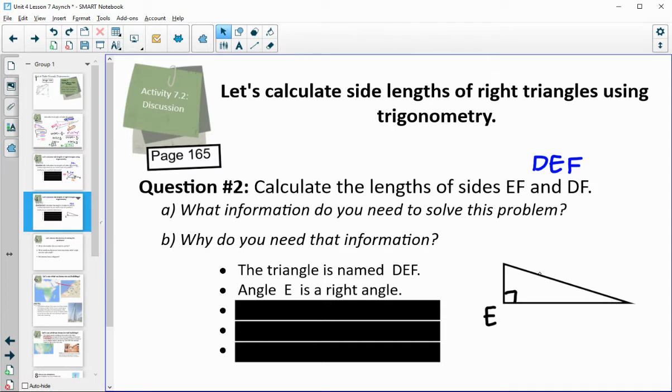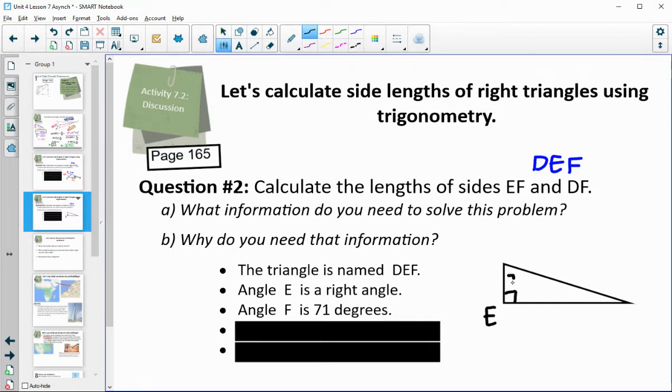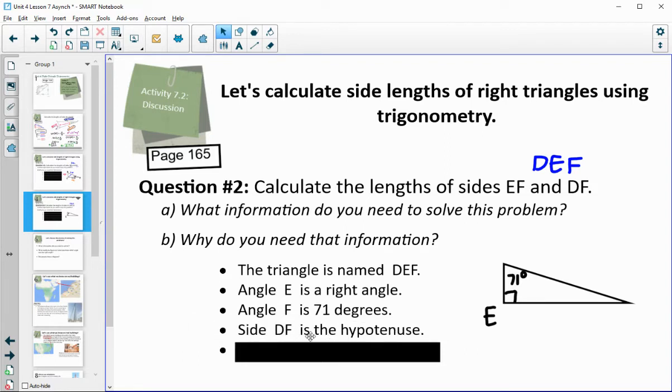Then we would need to know an angle measurement. Another acute angle measurement, so we know what trig function to do. We know what this triangle is similar to, either looking in our right triangle table or using our calculator. And then the hypotenuse is DF. So F here, first that 71 I should have labeled, and then D.